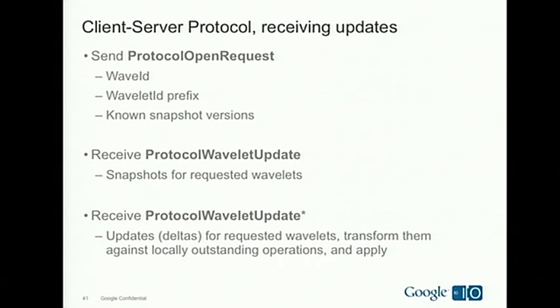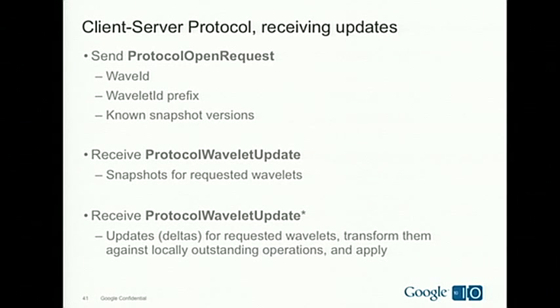And to assist in the case where the connection drops, the client can also send a list of known snapshot versions. So for every wavelet ID that it already has on the client, it can send the most recent version that it's seen from the server, and then the server will respond only with changes that have happened since that point. This is to prevent the server from needing to resend a whole large amount of data. The client then receives a protocol wavelet update, which contains snapshots for any wavelets that already exist in the wave.